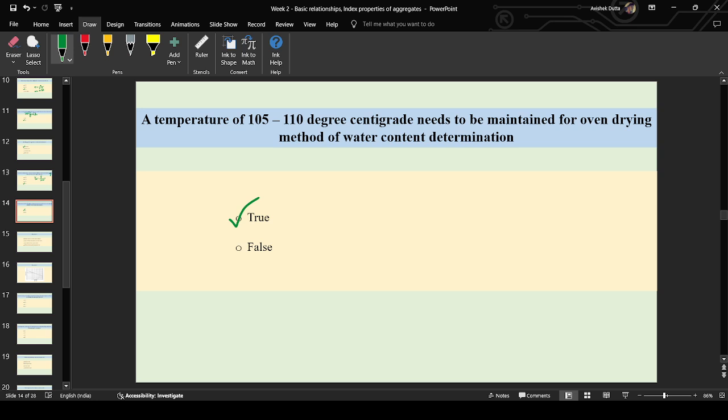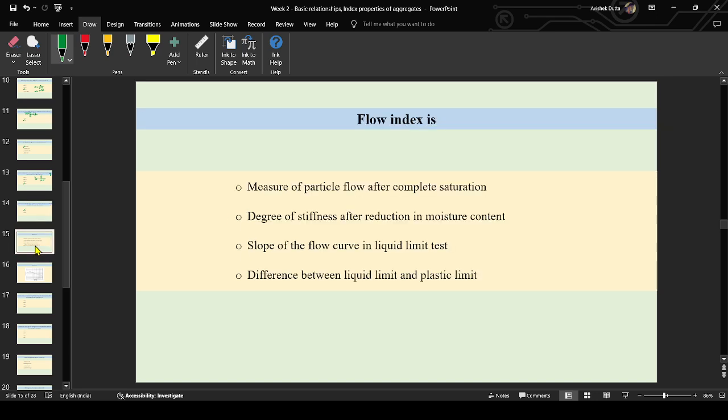I hope it is clear. Yes. Next question. What is flow index? See, sir. Slope of the flow curve.